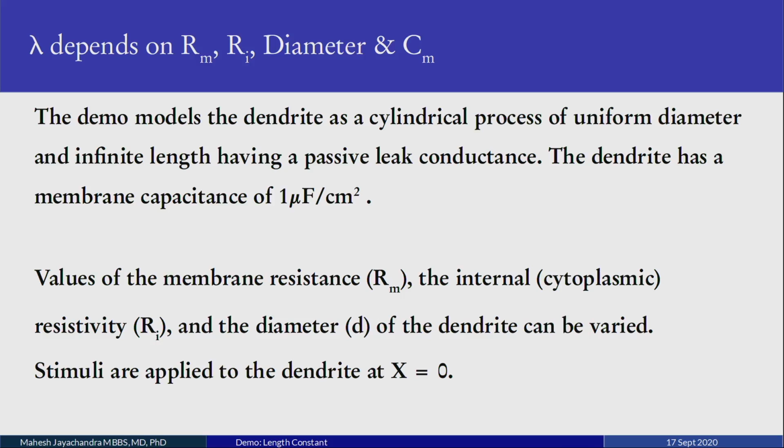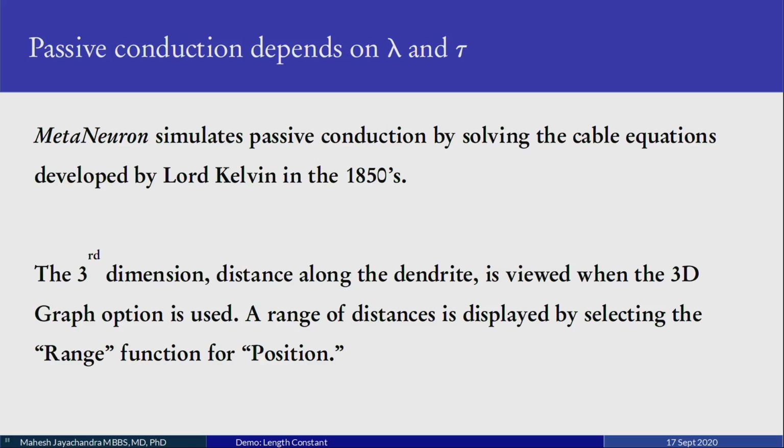Lambda depends on the membrane resistance. It also depends on the internal, that is the cytoplasmic, resistivity. So you have the axon, the membrane, and the impulse going in here. The membrane resistance is the resistance of the membrane. The internal resistance is the resistance along the dendrite's or the axon's longitudinal axis. And of course, it also depends on the diameter. Diameter has an effect on lambda, which you'll see shortly. The stimulus is applied to the dendrite at x equals 0. Again, this is distance.